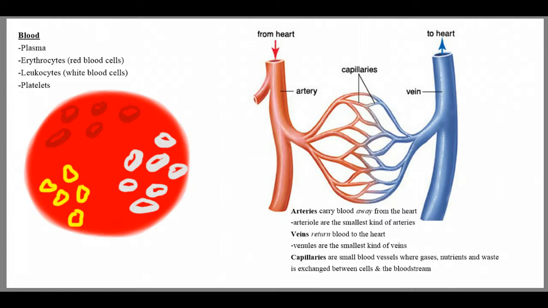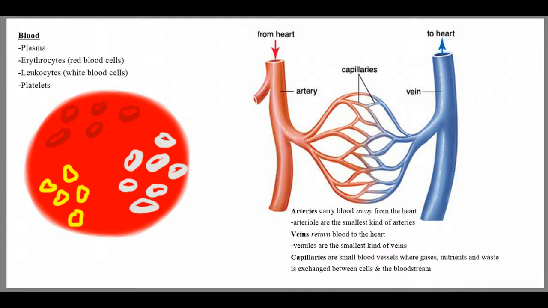We'll talk about the other components of the circulatory system, blood and blood vessels. Plasma is the suspension that these other components are in. Erythrocytes are red blood cells. Erythrocytes carry oxygen to tissue and carbon dioxide away from it. Leukocytes, aka white blood cells, are involved in immune functions. And platelets have clotting factors that help the blood clot.